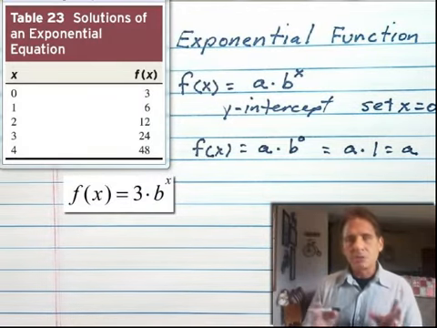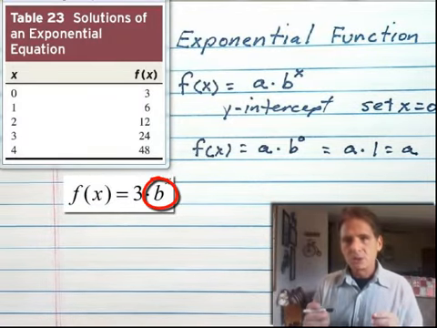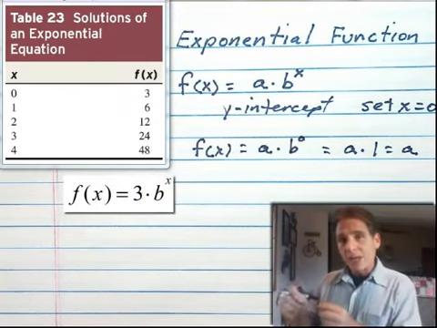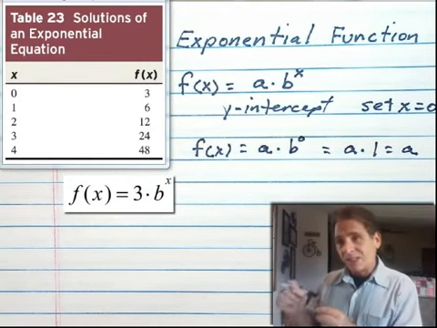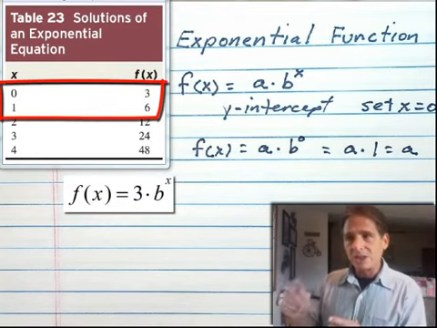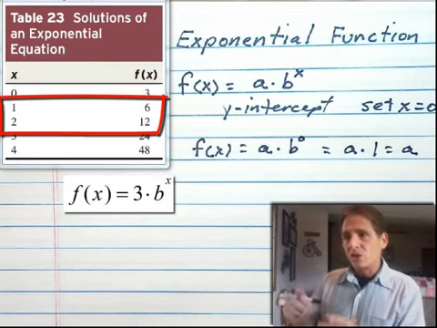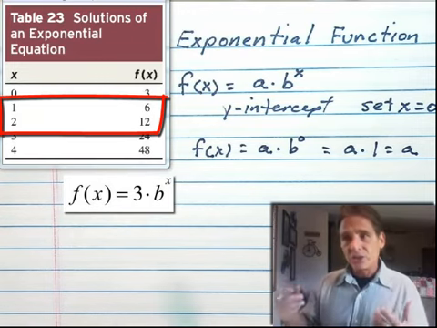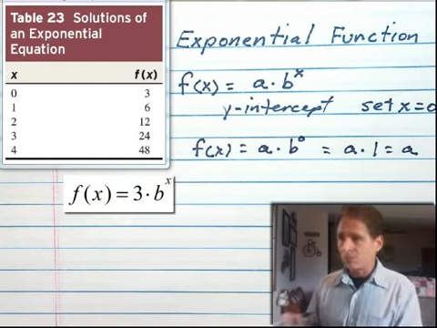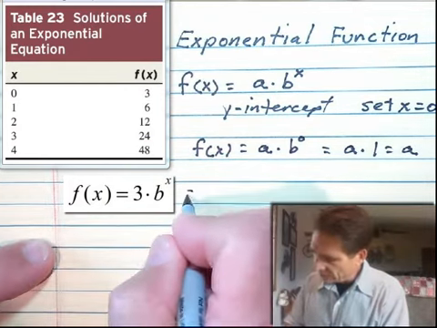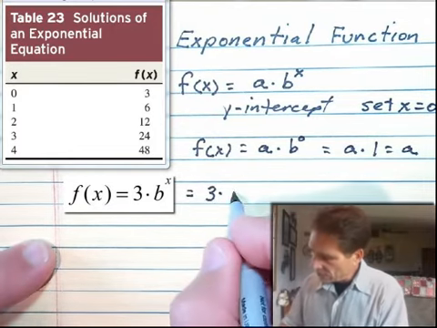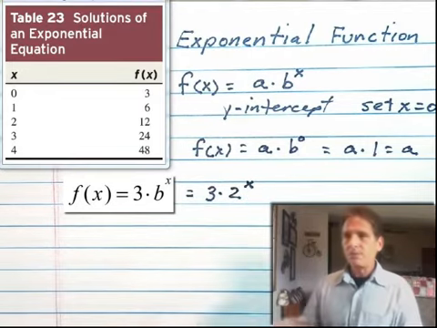Well, recall, how do you find the base multiplier? Correct. As you move one point to the right with x's, you multiply the previous point by the base multiplier, and that gives you the next one. Well, notice from 0 to 1, our y values change from 3 to 6. They double. From 1 to 2, they change from 6 to 12, they double. Then 24, double. 48, double. So the base multiplier in this case is 2. So the equation would be f of x equals 3 times 2 to the x.